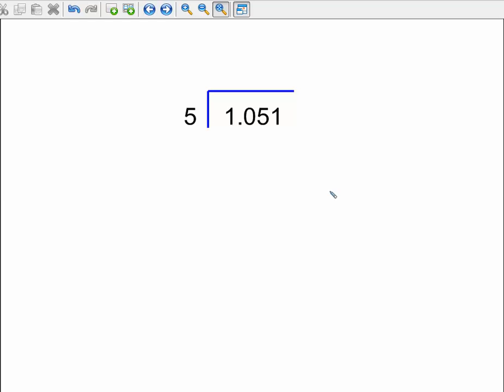So here I have 1.051 divided by 5. I'm going to bring up my decimal point. It's important that you do that first so you don't lose the decimal point. 5 can't go into 1, so I'm going to put a 0 here. 5 can go into 10 twice. 2 times 5 is 10. Subtract and I get 0. Bring down the 5. 5 goes into 5 one time. 1 times 5 is 5. Subtract and I get 0.